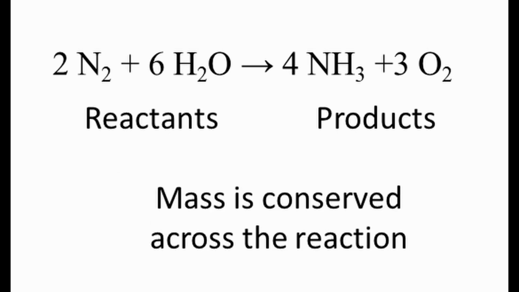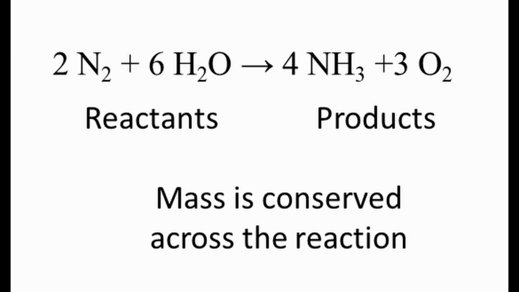The left side chemicals are called the reactants. The right side chemicals are called the products. If we were to calculate the combined masses of the reactants and the combined masses of the products, we would find the masses were the same. Masses are conserved across chemical equations.